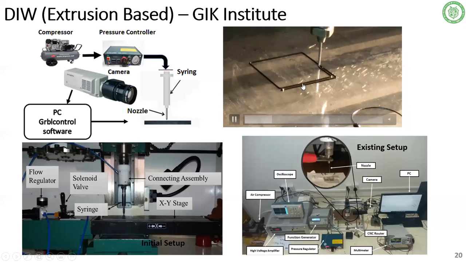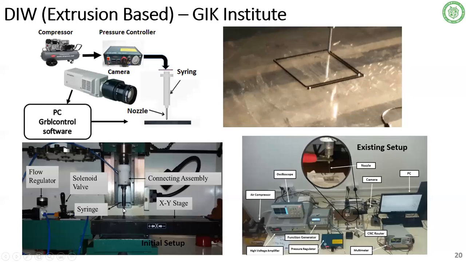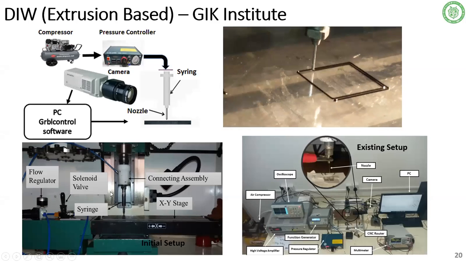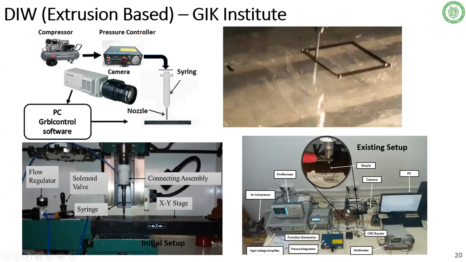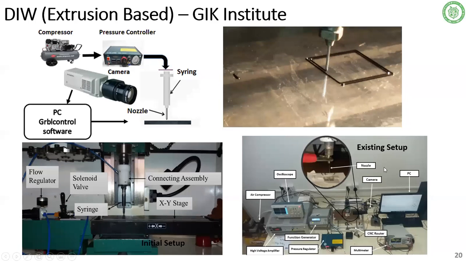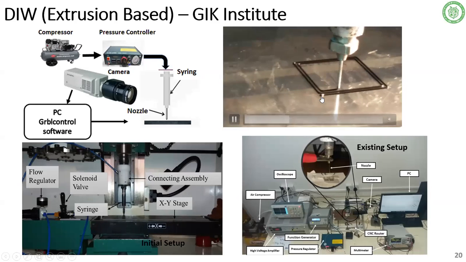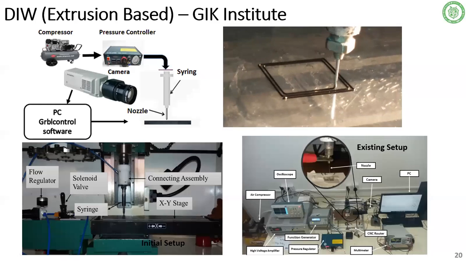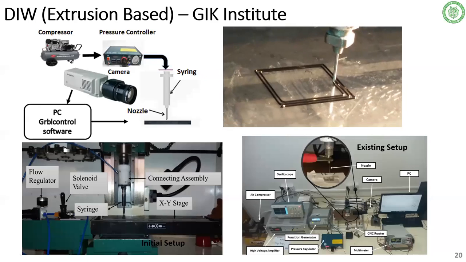So initially we started at GIK Institute on a CNC machine. That is a CNC milling machine. We modified it and used it for the printing. Now we have our standalone system. We developed our standalone system with a PC, camera, and other controllers, and we are printing electronic devices. Mostly we print sensors here at GIK Institute.